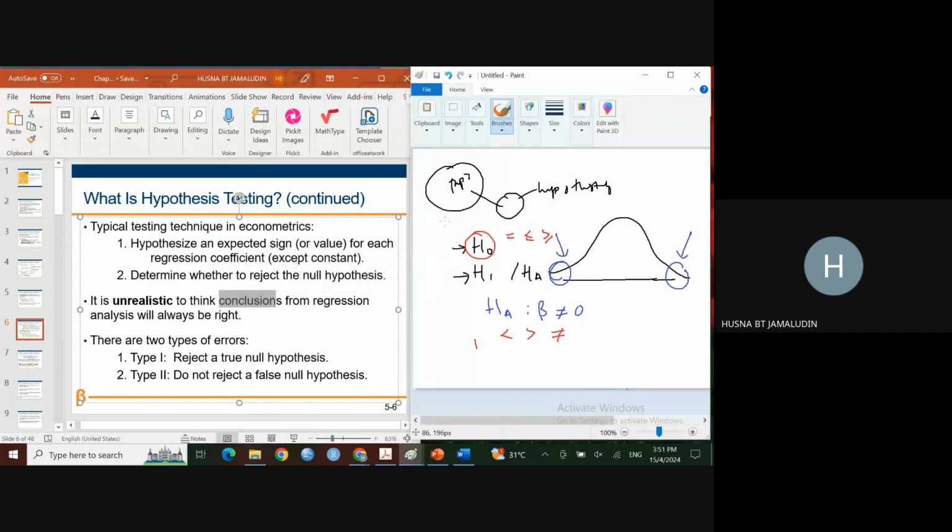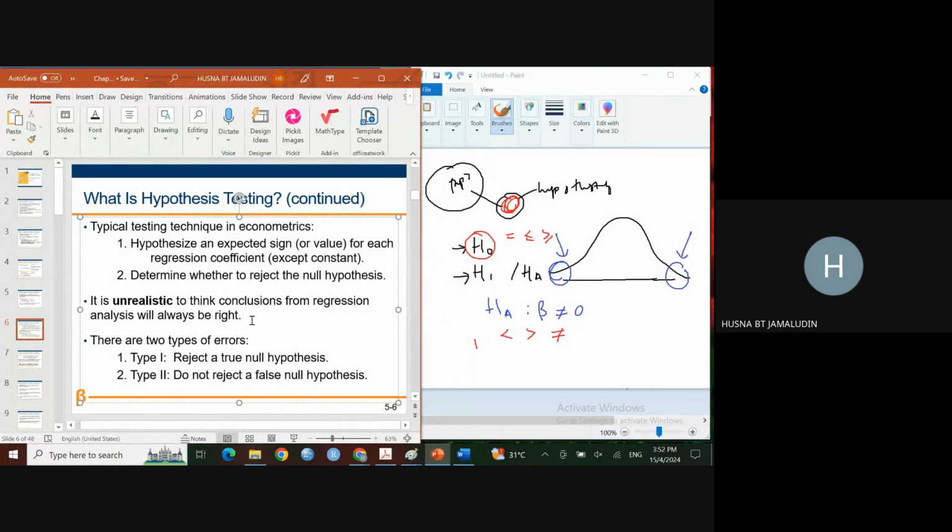Of course, remember, you are actually testing your sample. Sometimes your sample may not be representative of your population. For example, you are talking about the population of IIUM in Gombak, but then you take the sample from Kulliyyah of Economics. Do you think that Kulliyyah of Economics is a good representative of IIUM students in Gombak? No, not necessarily. So your result might not be correct. You cannot think that the conclusion you get from regression will always be right. It sometimes can be wrong as well because we are analyzing the sample.